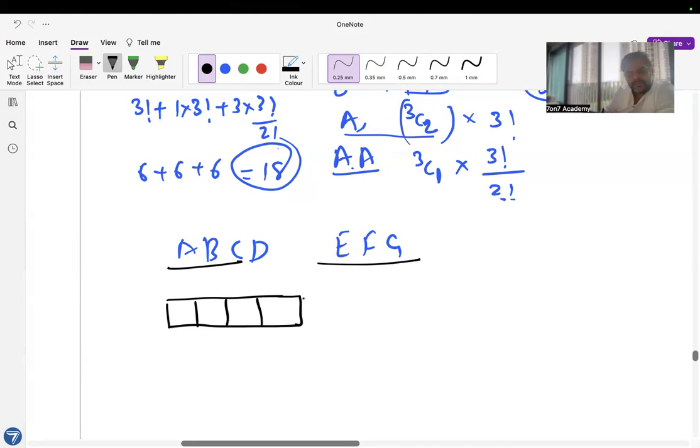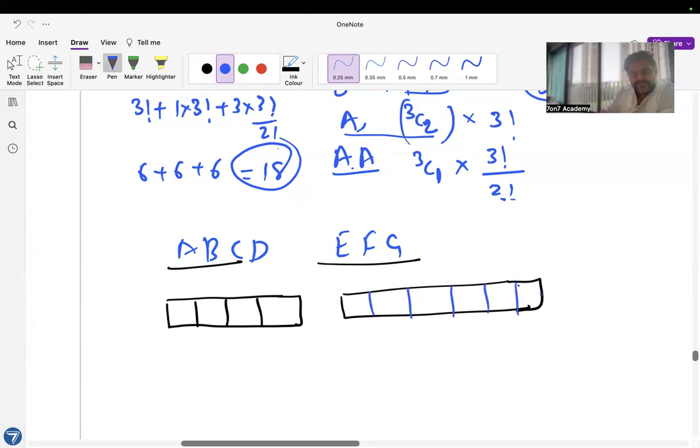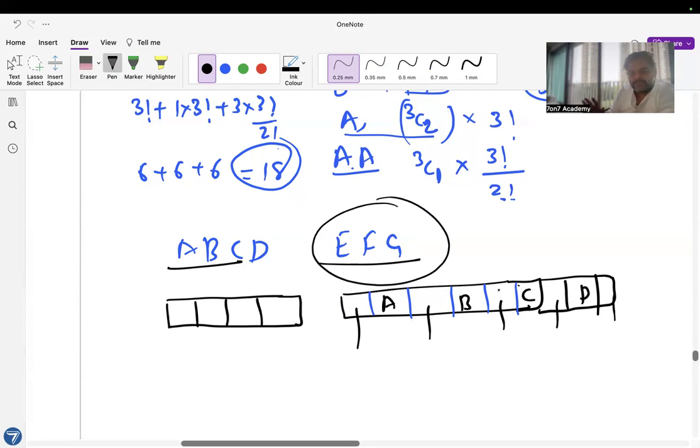When the girls are not together, you think this way. How many girls are there? 3, no? Yes, sir. You do the seating arrangement of the boys and create a space in between. So you have A, B, C, and another boy D here. Agree? So how many spaces do you have? 1, 2, 3, 4, 5. So out of those 5 spaces, you can put these 3 girls, then they will never be together. Agree? Yeah. So arranging the boys is 4 factorial, and choosing 3 places out of 5.